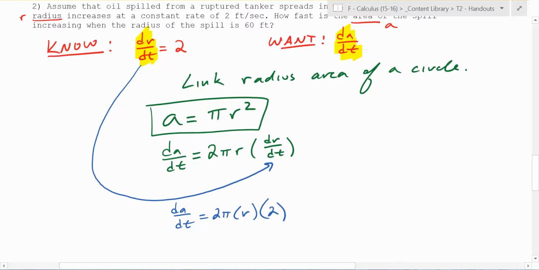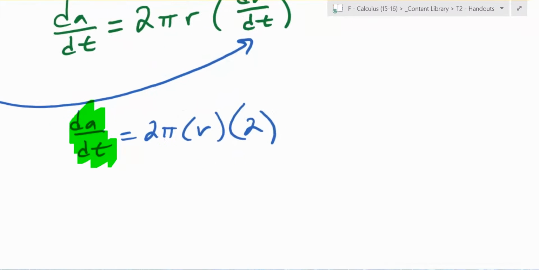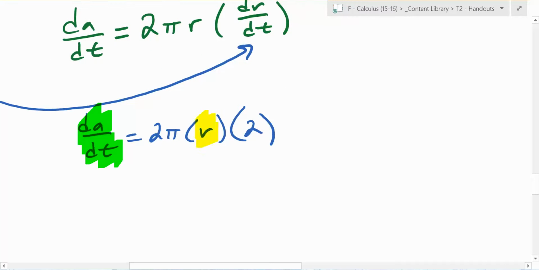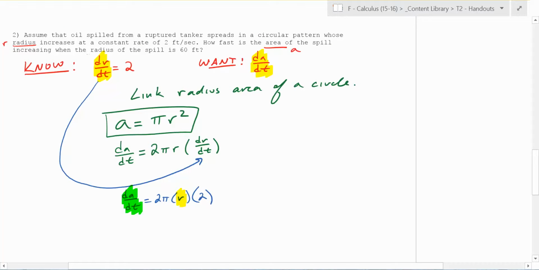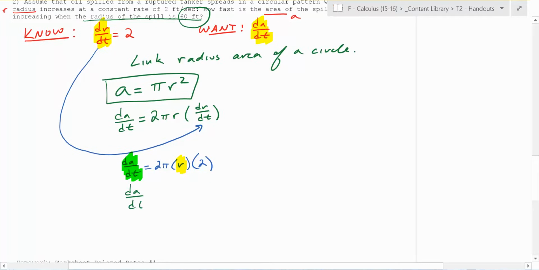2. Which one do we want? We want dA dt. So what's the only thing we need to figure out right now? What's the one thing we need to figure out? R. This is where we look at the rest of the question. What does the rest of the question say? When the radius is what? Hey, it even tells you what the radius is when you want this rate of change. So where do we plug in 60? Where do we plug in 60? For R. So we know dA dt is equal to 2 pi times 60 times what? 2. Times 2. So what's dA dt going to be? 240 pi.